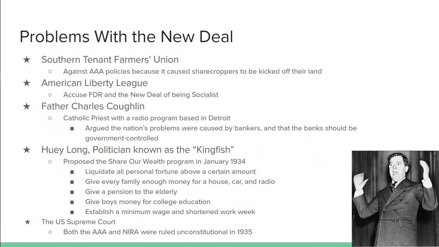And Huey Long wanted to establish a minimum wage, a shorter work week, and then to pay the World War I soldiers any bonuses owed.